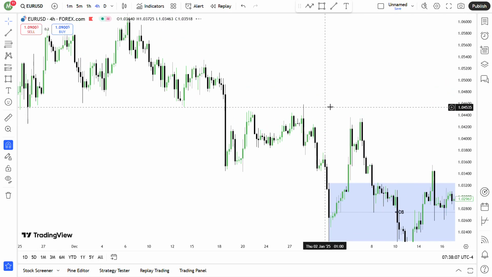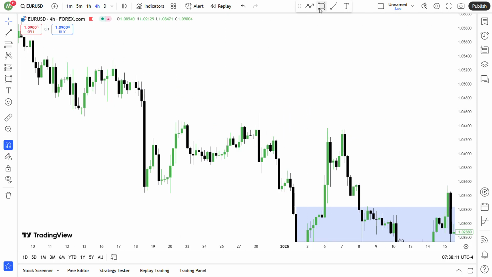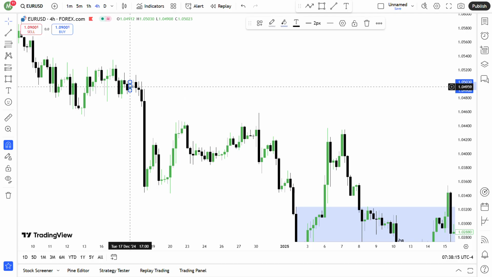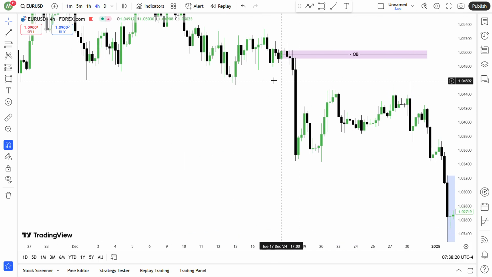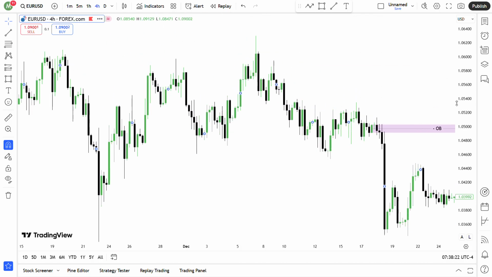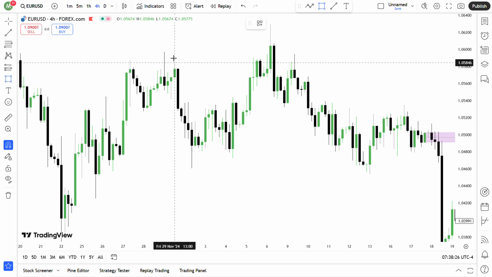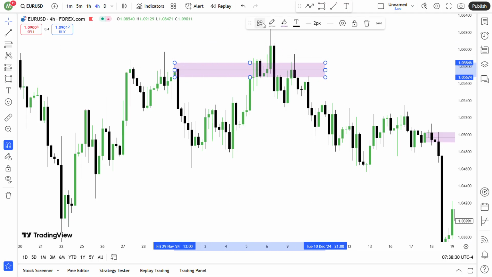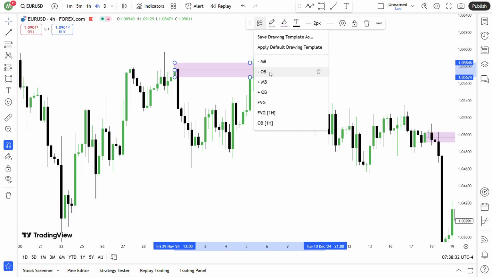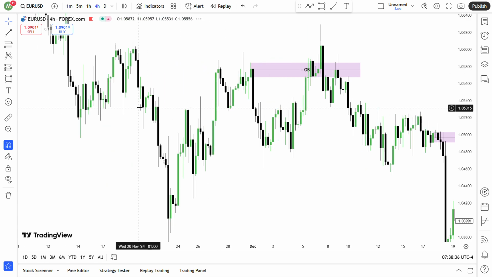I will show a bearish order block. This is known as a bearish order block. This candle is known as a bearish OB. And this candle is also known as a bearish order block. Why? Because market makers are placing a sell order here, so the market is going down. So it is known as a bearish order block.